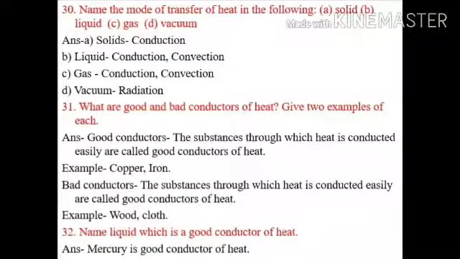Question number 31. What are good and bad conductors of heat? Give two examples of each. Good conductors: the substances through which heat is conducted easily are called good conductors of heat. Example, copper, iron. Bad conductors: the substances through which heat is not conducted easily are called bad conductors of heat.